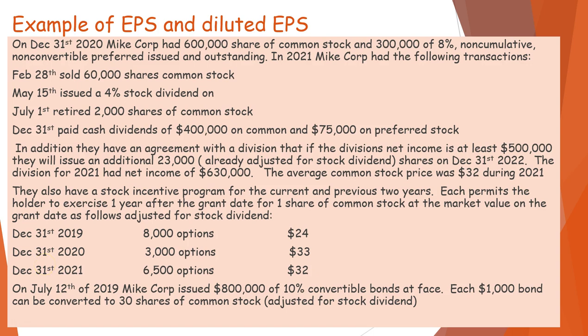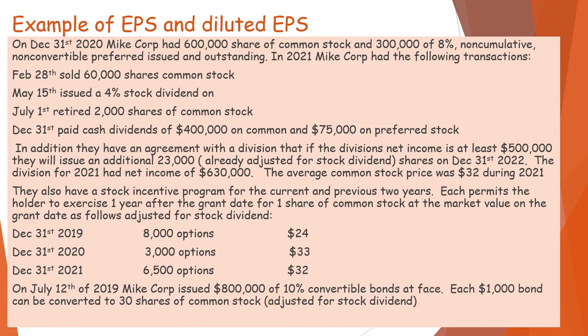They also have a stock incentive program for the current and previous years. Each permits the holder to exercise one year after the grant date for one share of common stock at the market value on the grant date, as follows, adjusted for stock dividend. So we have them at various prices, and then on July 12th of 2019, Mike issued $800,000 of 10% convertible bonds at face. Each $1,000 bond can be converted to 30 shares of common stock.